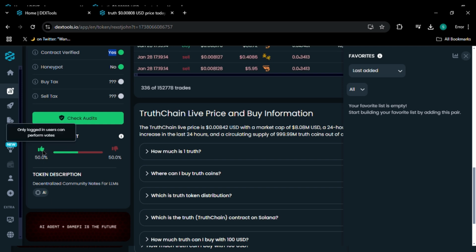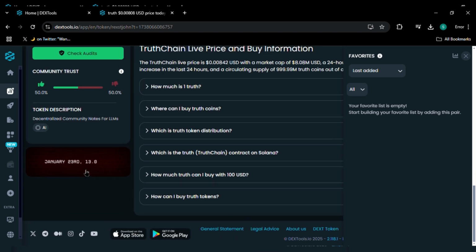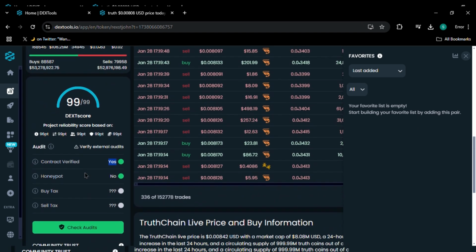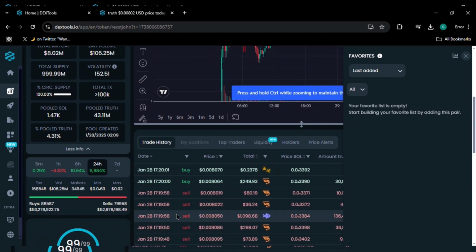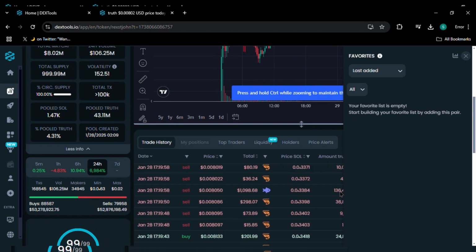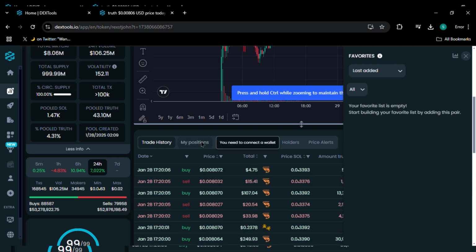So here we have community trust. Here you can see that the score is 1:1. That means the number of people who like the meme coin is equal to the number of people who didn't like it. So it's just basically normal, and you can just give it a look. And then we have trade history over here, and you can check all of the trades being made on the specific meme coin. And then we have positions, which will be unlocked when you link a wallet with your Dextools account.